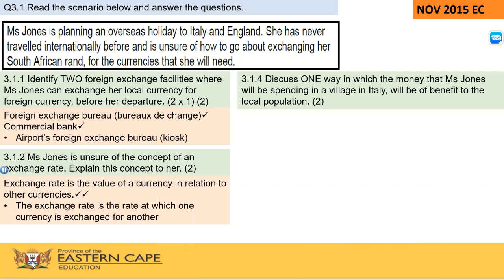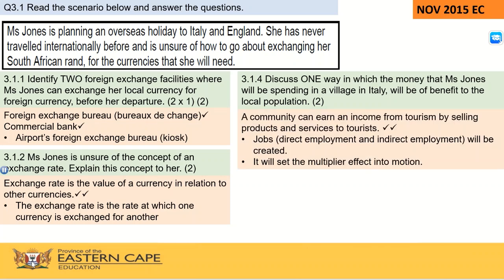Last question for today's lesson. Discuss one way in which the money that Ms. Jones will be spending in a village in Italy will be of benefit to the local population. And I hope that you have realized, grade 11, that we are now referring to the multiplier effect.